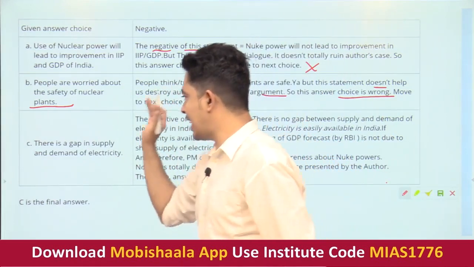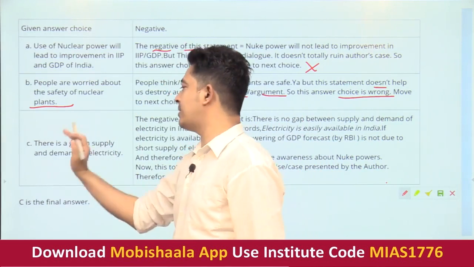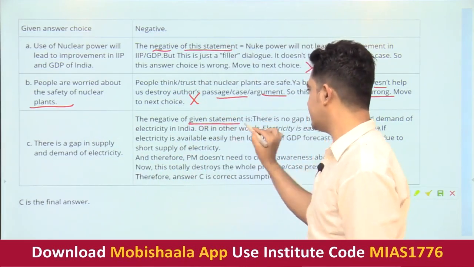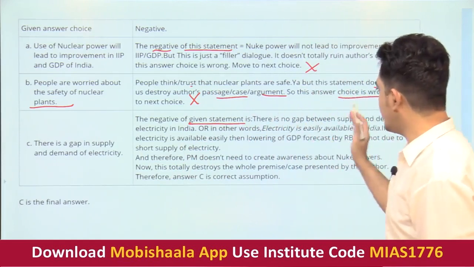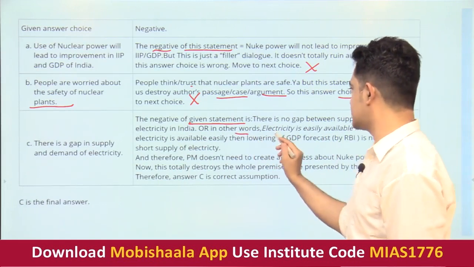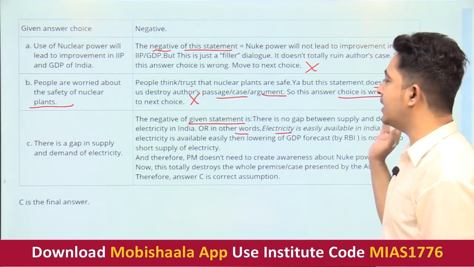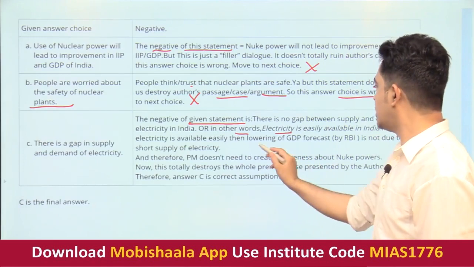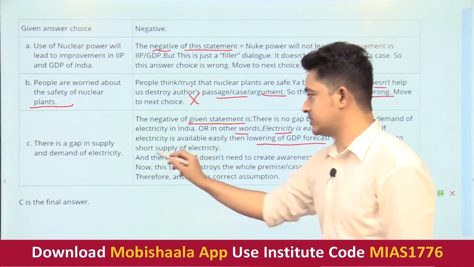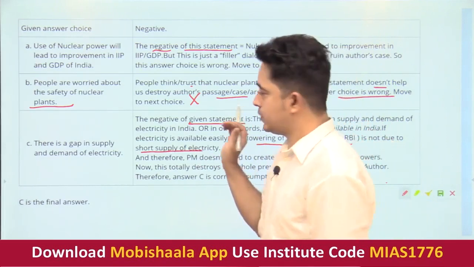Now, there is a gap in supply and demand of electricity. So the negative of the statement is that there is no gap between supply and demand of electricity in India, or in other words, electricity is easily available in India. If electricity is available easily, then lowering of GDP forecast by RBI is not due to the short supply of electricity. I hope you understand this now.